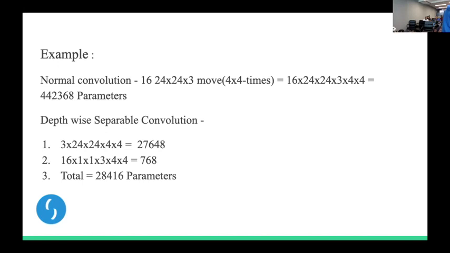it gives the same 3 into 3. Can you get it? 1 into 3 and 3. The thing is that it reduces the matrix multiplication. So this type of convolution is similar to depth separable convolution. Okay, it kind of reduces matrix multiplication.